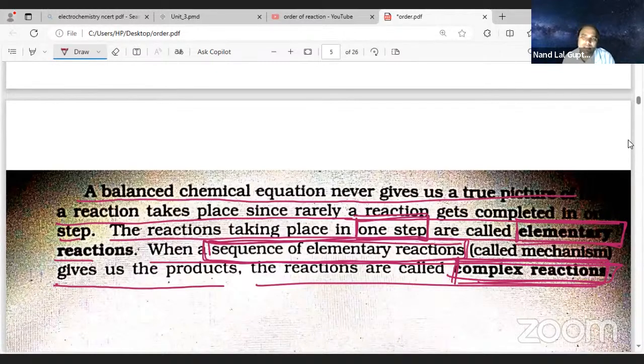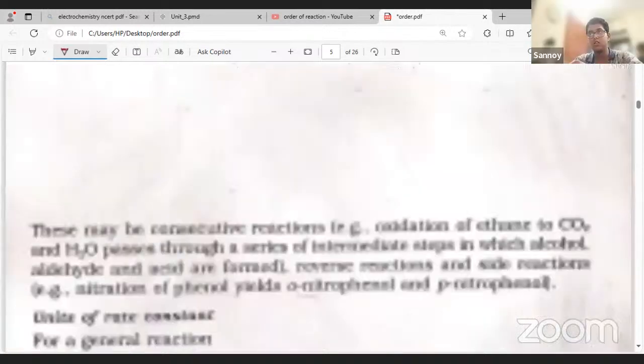Getting it? If anyone is asking about an elementary reaction, the reaction is that which is completing in a single step. But here is the sequence: if many elementary reactions are there, or any reaction is completing in more than one step, that is what is called a complex reaction. Is it okay? Okay.